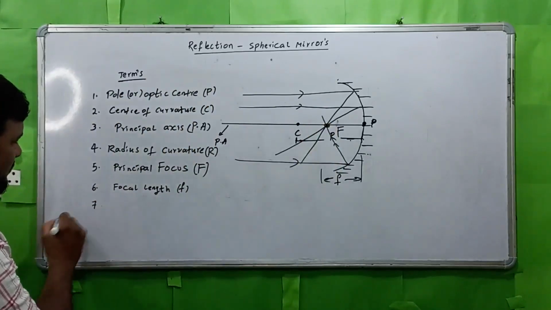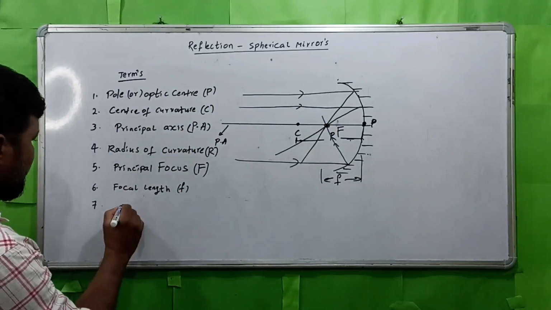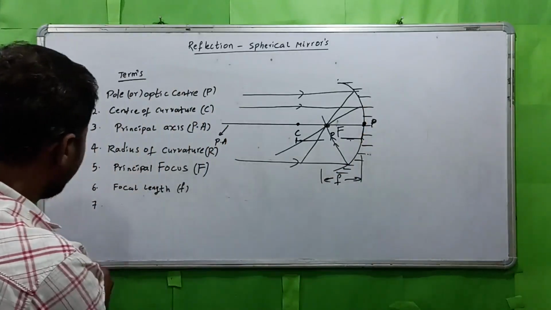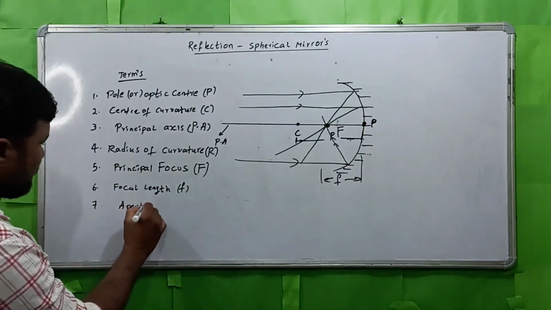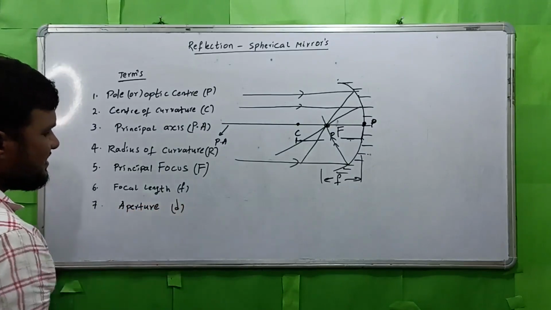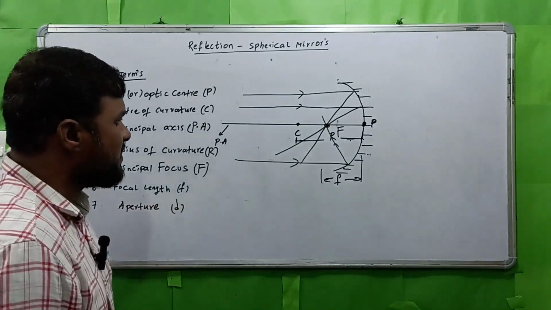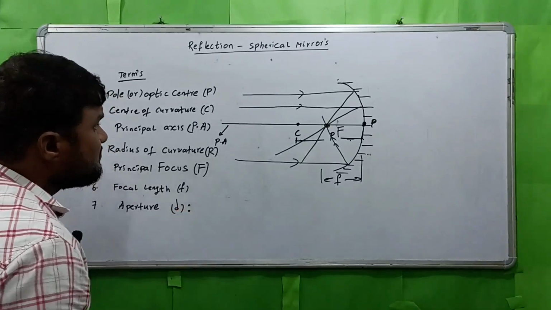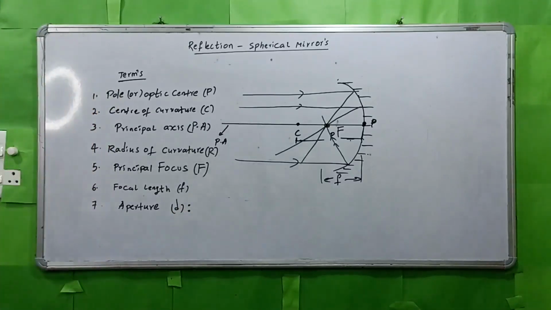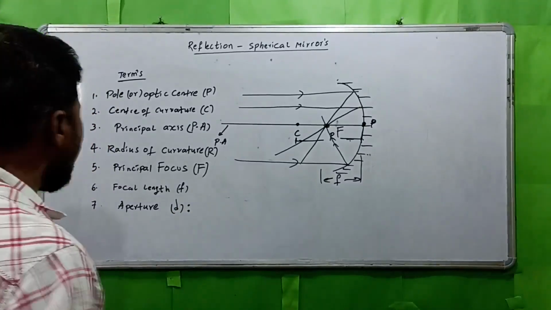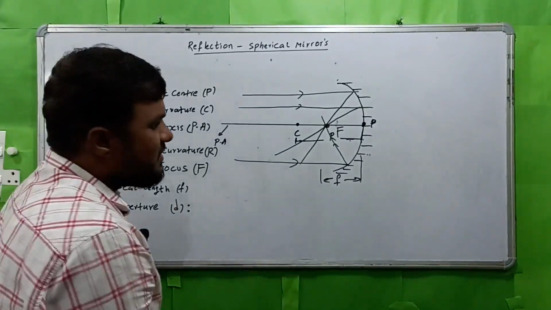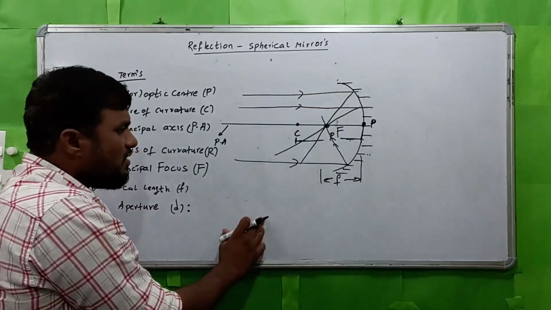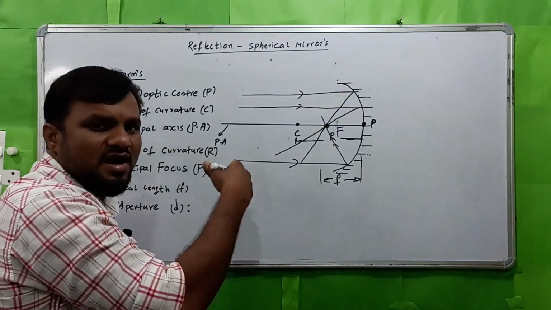And next term we will discuss: aperture. Aperture is denoted by letter D or R, whatever it is, no problem. Aperture can be defined as the diameter of the enclosed circular portion of a mirror from which light incident and reflection takes place.